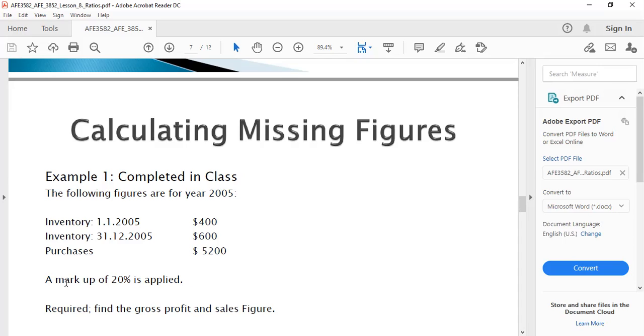Now we are given markup, and markup is used with cost of sales. So we do not even need to convert anything here, because we are given markup and we calculated our cost of sales. So we can use our markup to find our gross profit. So 5,000 multiplied by 20%, then you get your gross profit. You understand?